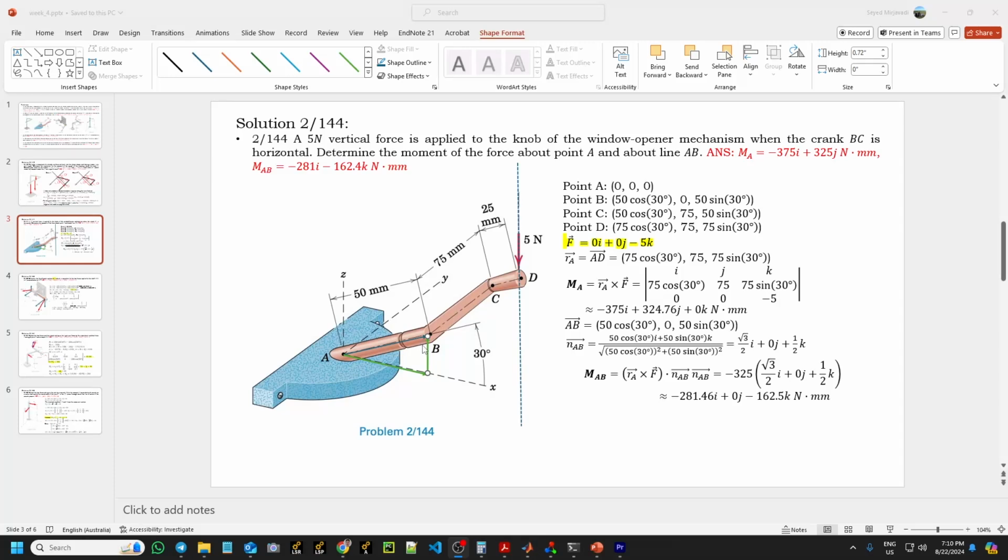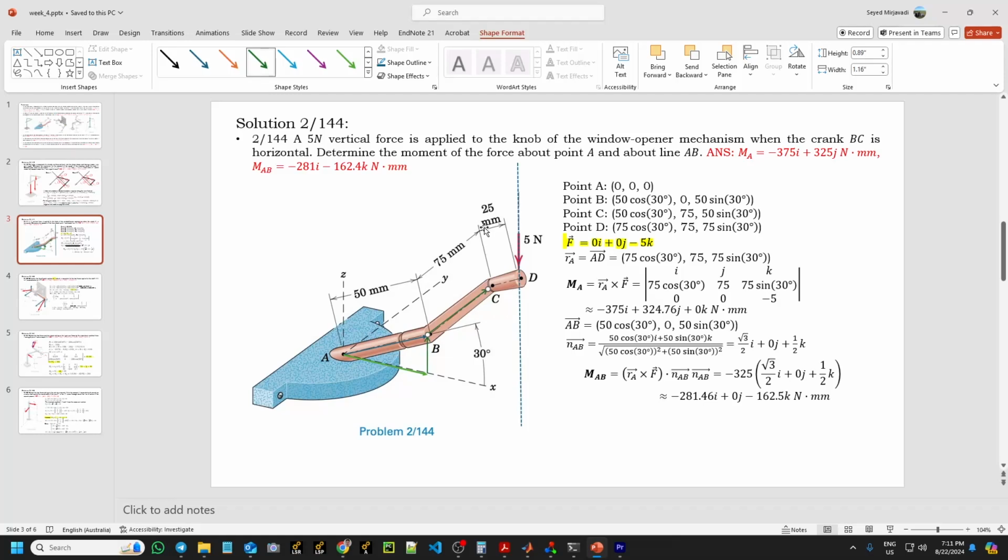Now I need the vector of BC. This is along the y-axis. How much is this length? 75 millimeter. What is the unit vector of the positive y? It is j. So I will put 75 j. Okay, what about this one? This is parallel to AB. So if this is 30, this will also be 30.